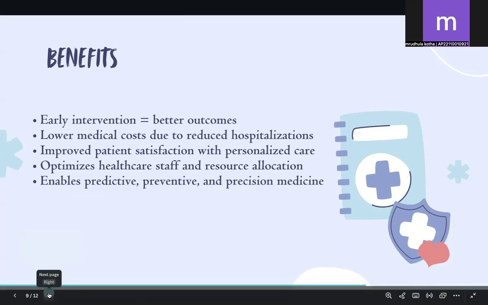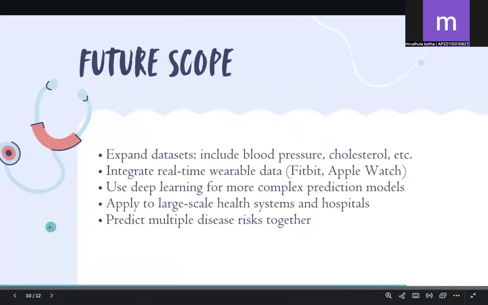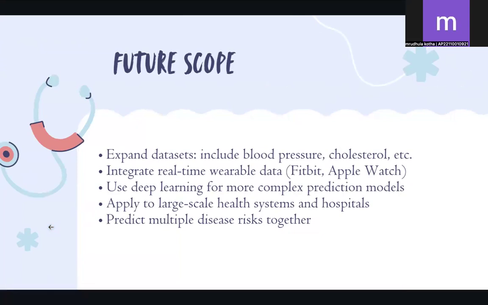Next, we have future scope. This approach can grow in many ways. We can use more features like blood pressure and cholesterol. Devices like smartwatches can give real time data. With deep learning, we can handle more complex conditions, and we can move from predicting just one disease to predicting many, offering a complete health forecast.